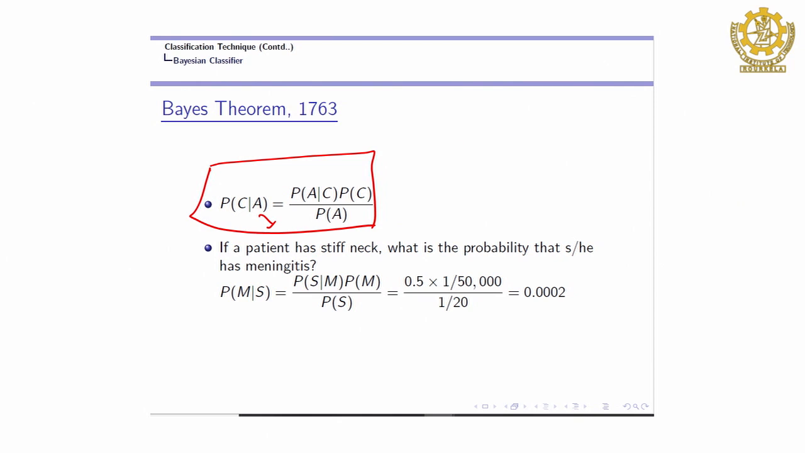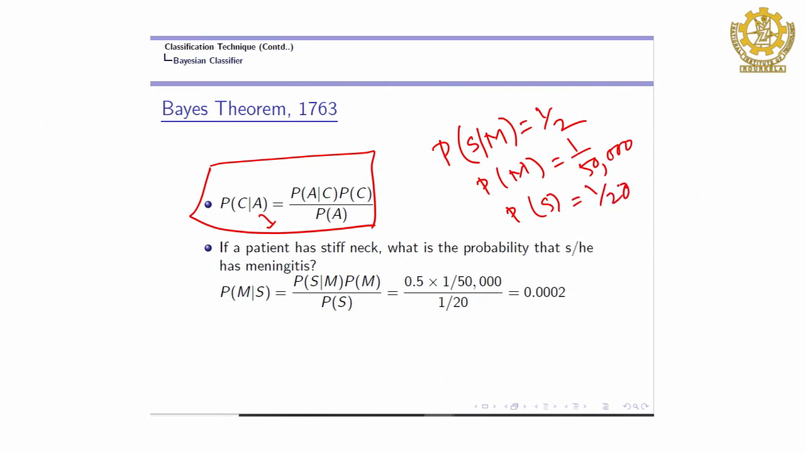So, earlier example, if you see, probability of stiff neck when you know there is meningitis is like half, and you had this information: the probability of meningitis in general is 1 by 50,000, and what you had more information is the probability of stiff neck is 1 by 20.